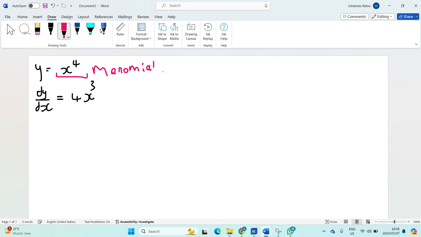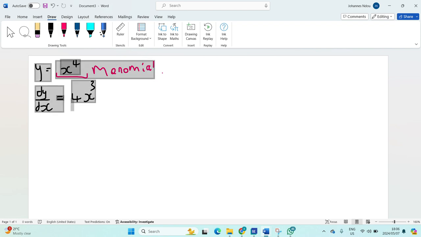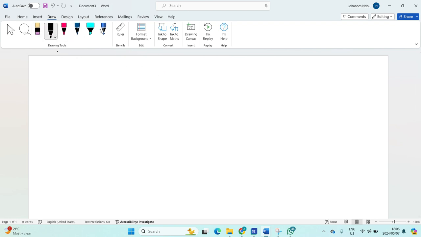Take note of that. Now let's go a step higher and derive whereby we've got a binomial or a trinomial. So the first thing we'll do, let's say we've got an expression y is equal to x to the power of 3 plus x to the power of 8 plus x to the power of, let's say, 5.